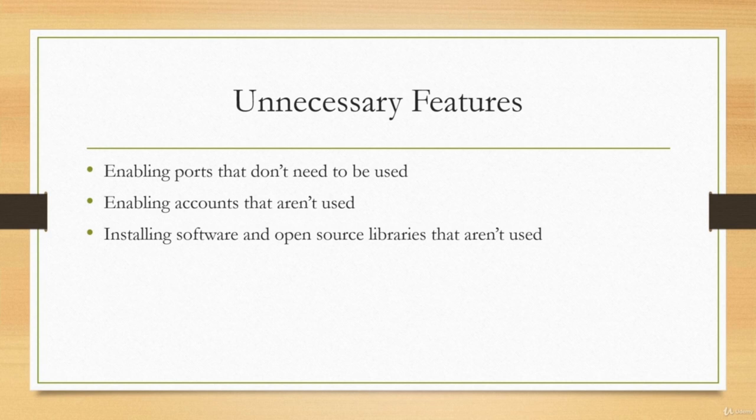The OWASP piece here is enabling ports that don't need to be used, and a perfect example of this is the Ghostcat vulnerability. With Ghostcat, the AJP port was enabled, and it was allowing people to be able to get files that they shouldn't have been able to get or do remote code execution potentially. That AJP port was something that was very rarely used by anybody who was using Tomcat. For things like SAML, it was typically used, but there were a lot of instances where people had that AJP port enabled, but they weren't using it at all.